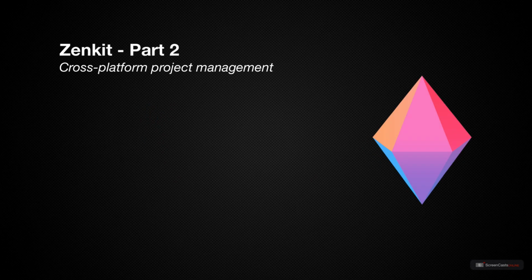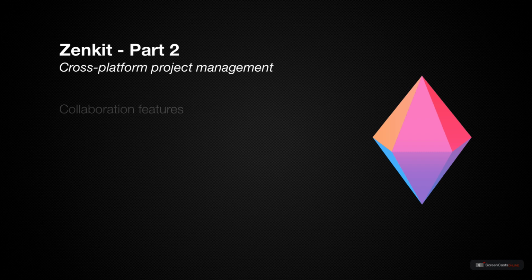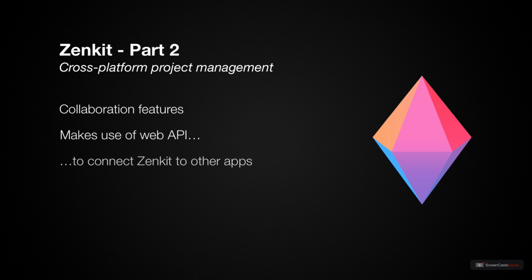In this week's video, I'm going to conclude our deep dive into Zenkit. In the previous tutorial, we spent some time looking at the mechanics of how to make and manage items, lists and collections. And this allowed us to focus on how to use Zenkit as a single person application. In this video, I want to cover the collaboration elements that Zenkit can provide, as well as look at how it can use its web API to hook into automation services, such as Zapier. So let's crack on.